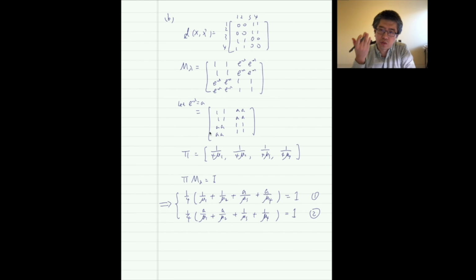Therefore, by using these two equations, we might be able to get some relationship between mu1, mu2, mu3, and mu4, right? You can guess, because this is extremely symmetric. You may imagine that mu1 and mu2 should be identical, and mu3 and mu4 should be identical. Even all of them should be identical, right? But we need to show whether that is true for the optimal case.